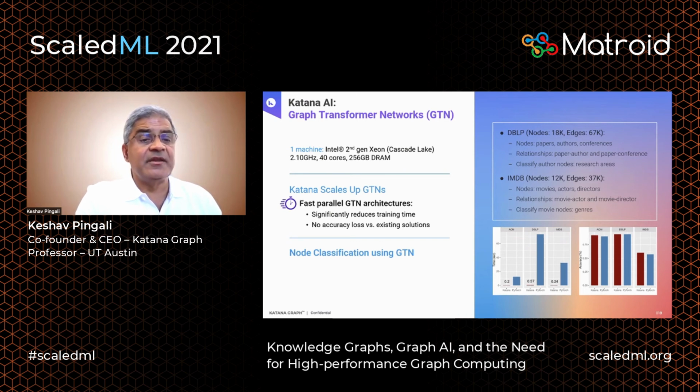So these are single machine Intel Xeon results. 3 data sets, ACM, DBLP, and IMDB. The sizes of a couple of the data sets are shown at the top. So let's just take DBLP. It's a heterogeneous graph, which is what is important, as I was telling you. So nodes correspond to papers, authors, and conferences. There are 2 kinds of edges, so 2 kinds of relationships, paper-author and paper-conference. And then the task is a node classification task. You want to classify the author nodes by their research area. So that's basically the task that can be solved using GTNs.